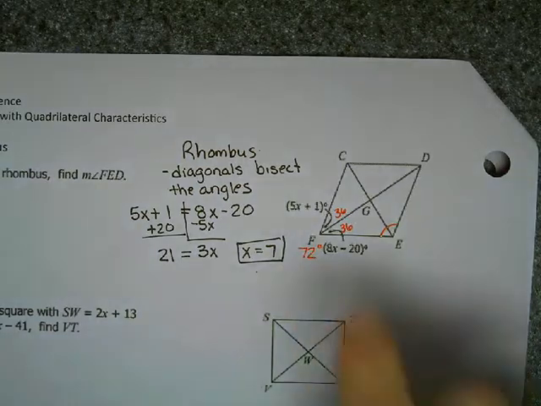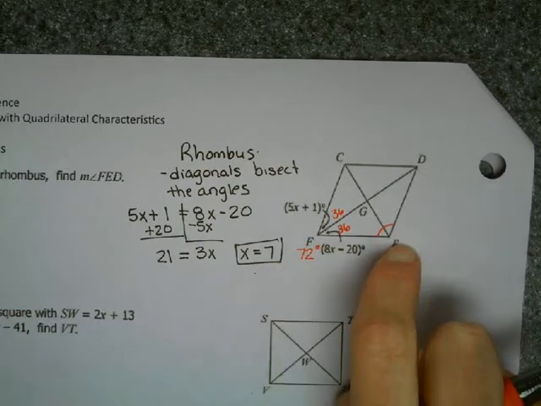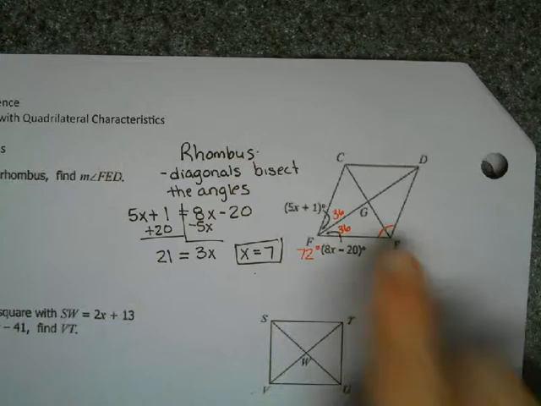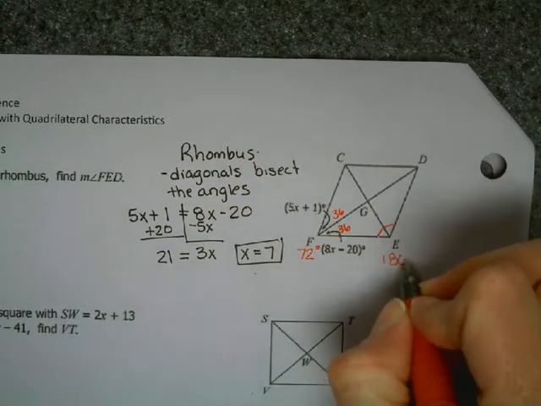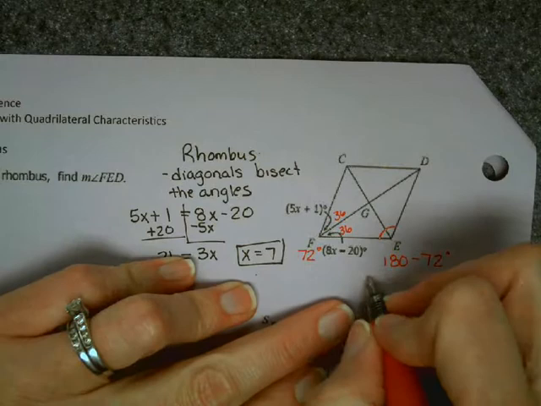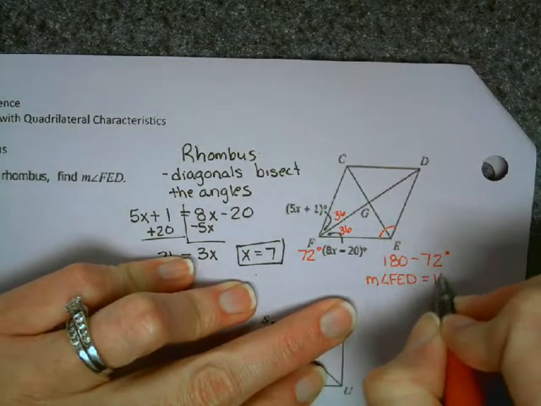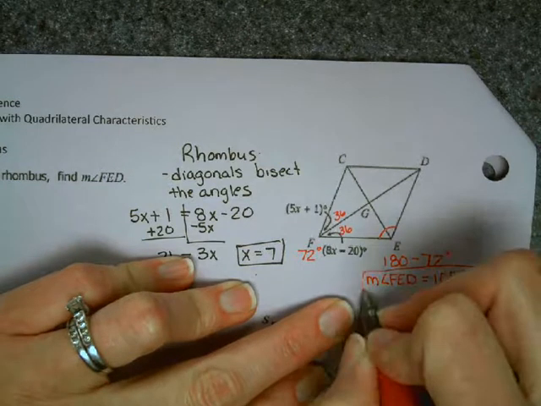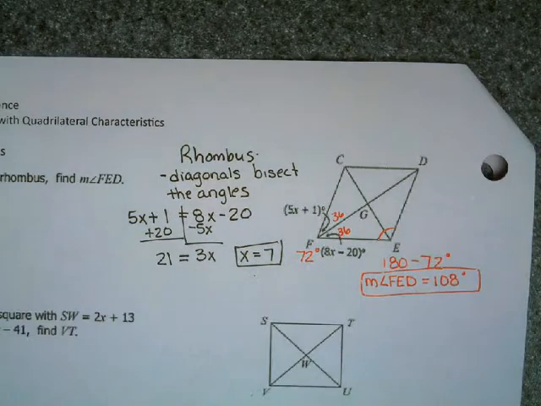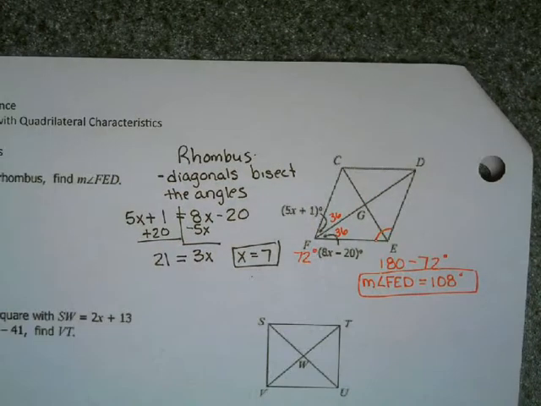Now you have to remember, these are not congruent. This is an acute angle, this is an obtuse angle. So just like in a parallelogram, consecutive angles are not equal. They are called supplementary. So you're going to take 180 minus 72 to figure out what that angle is. Let's take 180 minus 72. That leaves me the measure of angle FED equals 108.